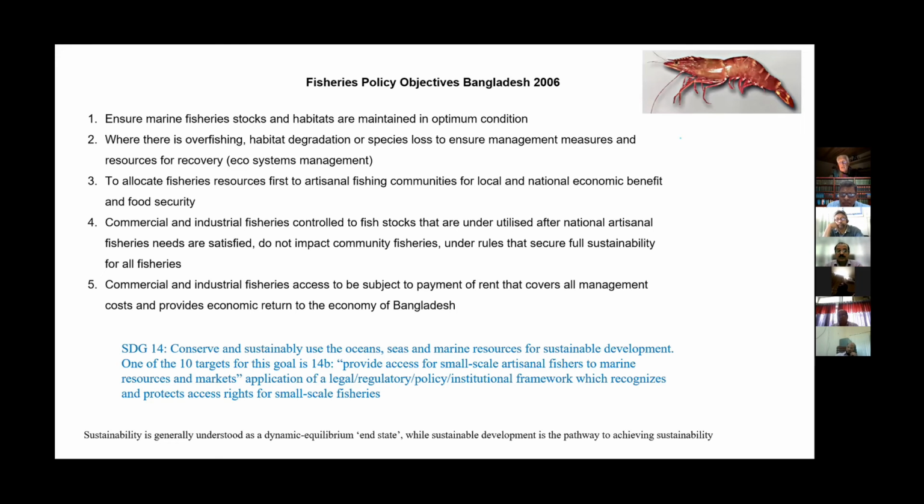The new Fisheries Act, which was passed in 2020, needs further improvement to be able to satisfy these requirements as set out in the policy. And work is going on at the current time with the rules to strengthen the ability of the department to implement fisheries management along these 5 principles. And these 5 principles lead to the Sustainable Development Goal 14, which was earlier described, to which Bangladesh is a signatory.